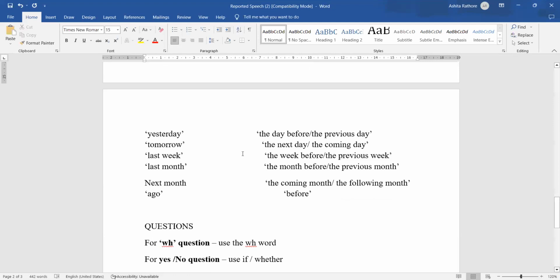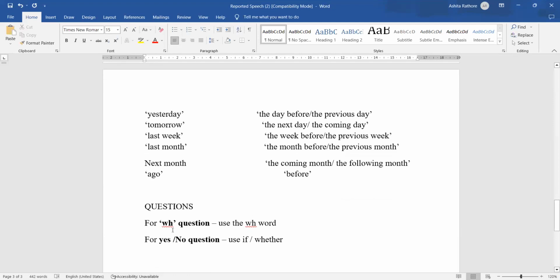Also, remember this thing, whenever you're dealing with questions, I've written here, for WH questions, use the WH word. What does that mean? What are the WH words we need to remember? Who, what, which, when. So whenever you're converting a sentence, if your question is starting with a WH word, simply they will remain there itself. All you will do is change your reporting verb and the rest of the sentence will remain the same.